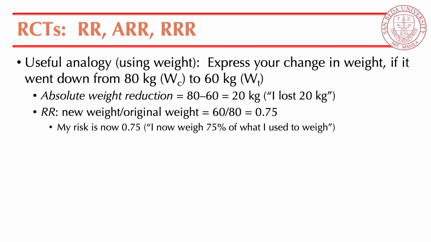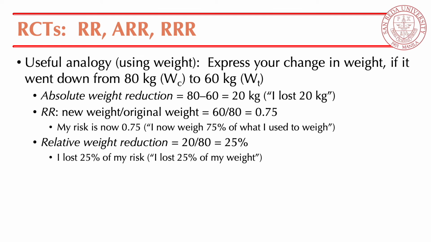Let's then apply this analogy to relative risk. Divide your new weight by your baseline weight and you get 0.75. It is less than 1, thus the intervention is beneficial in reducing your weight, or your risk for that matter. It is like saying I now weigh only 75% of what I used to weigh. Stating this in terms of risk, the risk for the negative outcome is now only 75% or 3/4 of the baseline original risk. How about RRR?